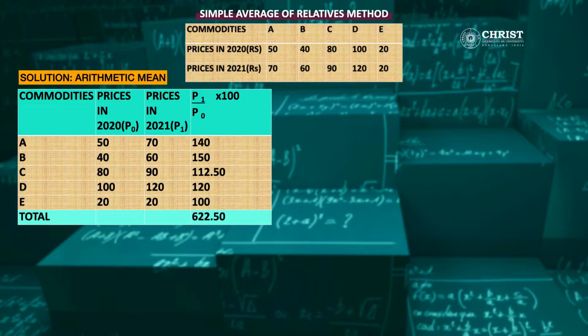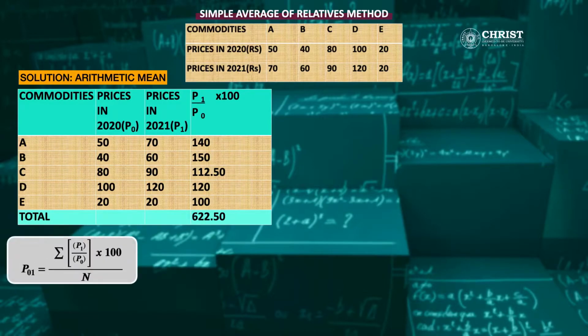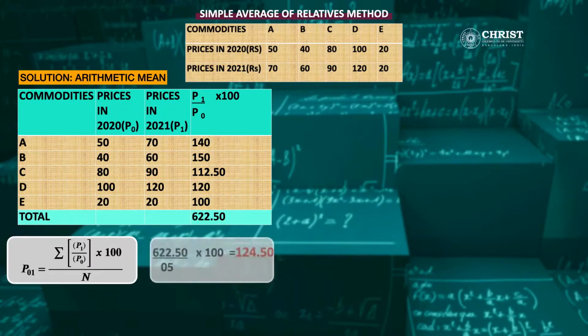Now we have to substitute the values in the equation. P01 is equal to sigma P1 divided by P0 into 100, divided by n. When we substitute the values, we get 622.50 divided by 5. N is the number of observations. Here 5 commodities are there, that is how we are getting 5. So the computed value or the index is 124.50.